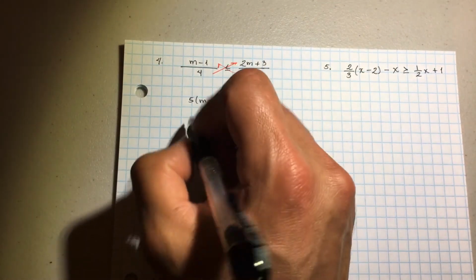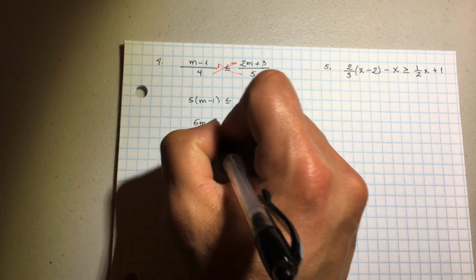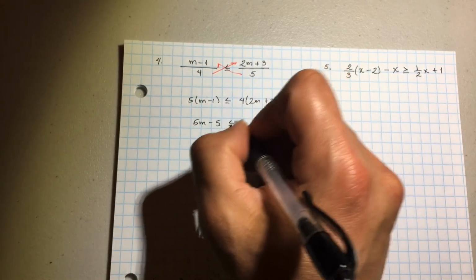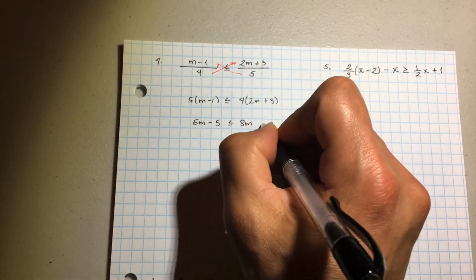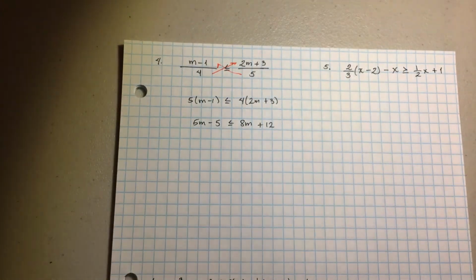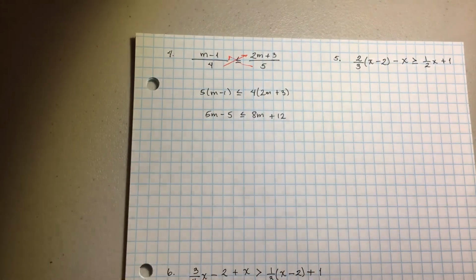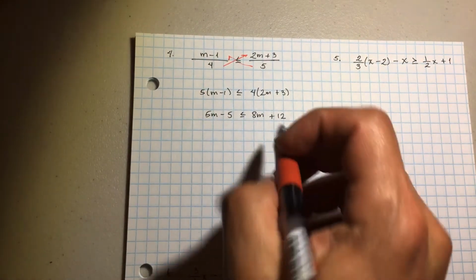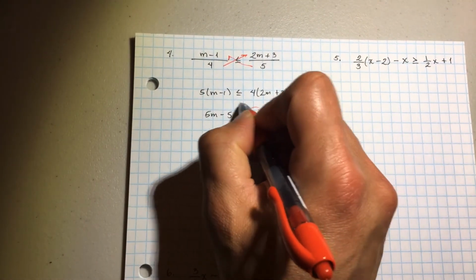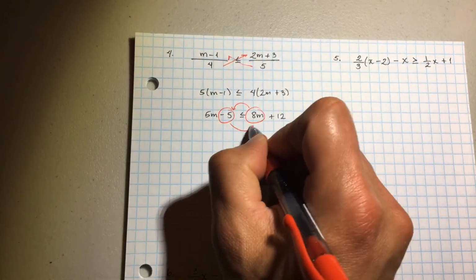Voy a distribuir. Me va a dar 5m menos 5. 4 por 2 is 8m más 12. 4 times 2 is 8m plus 12. All right. So now, letters on the left, numbers on the right. Okay, same thing. Move this guy over here, the negative 5, move him back.